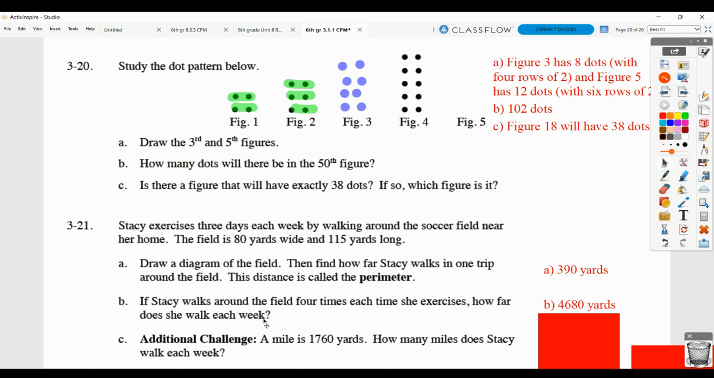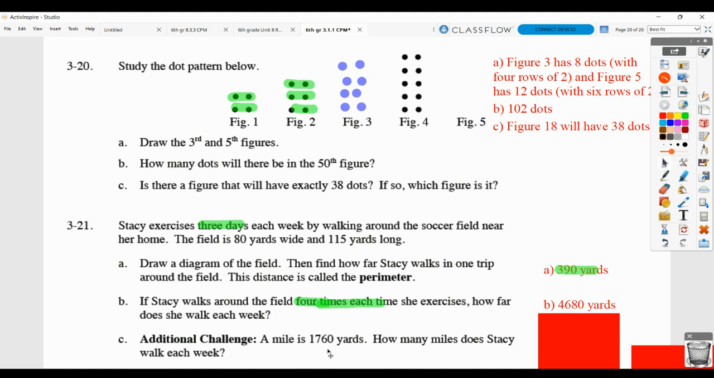you know, 4 times the 390, which is how far she walks each day, and she does that 3 times in a week. So again, 4 times the 390, and then 3 times a week. So again, don't just give me the answer, make sure you show how you got that. And we do additional challenges.